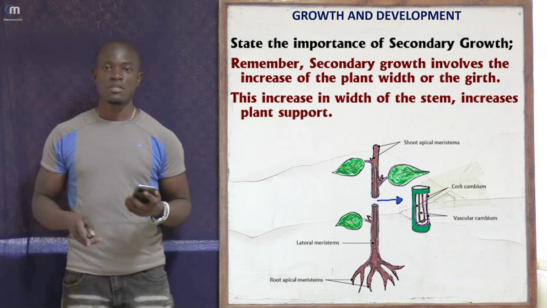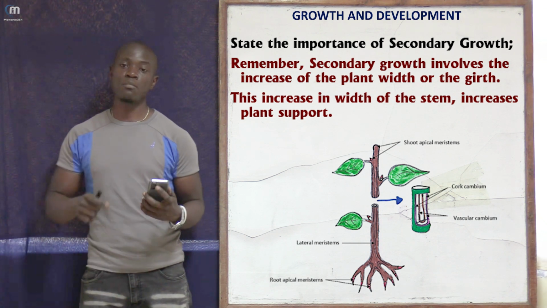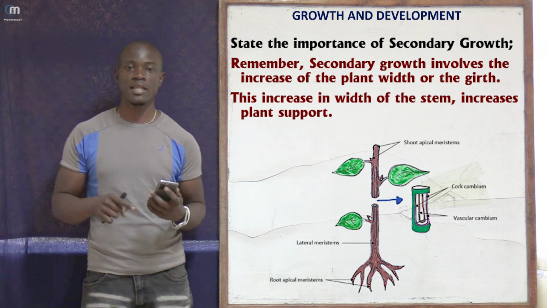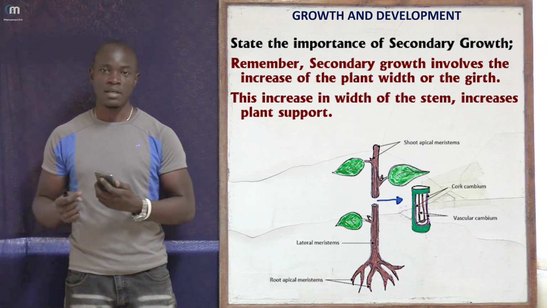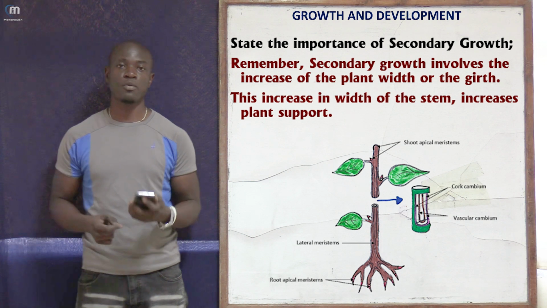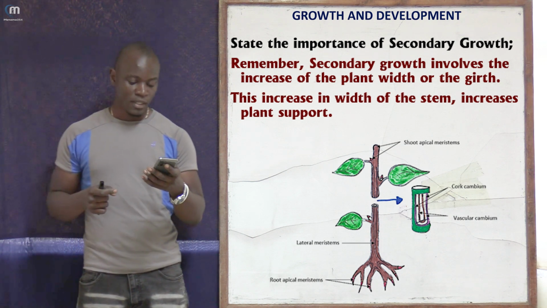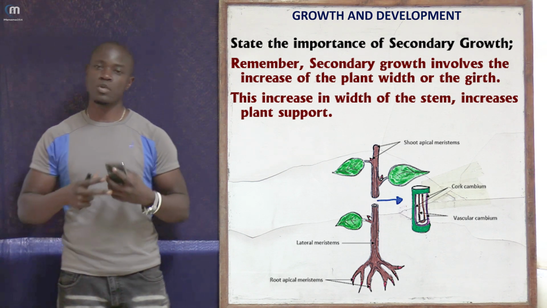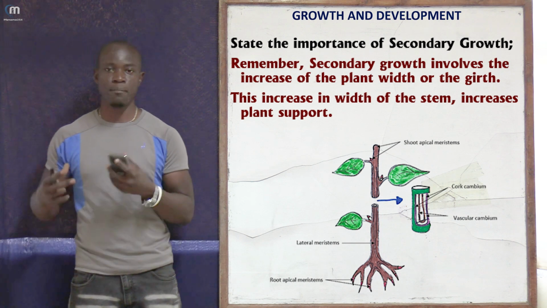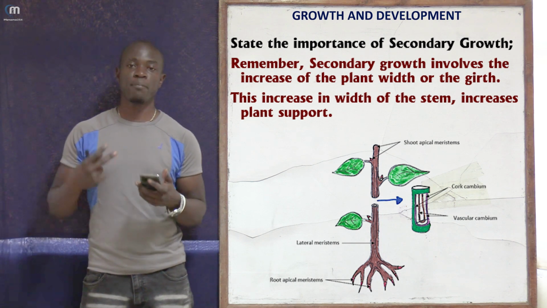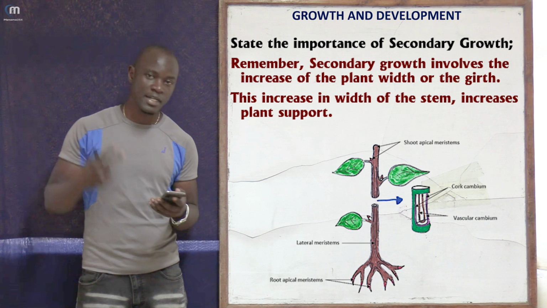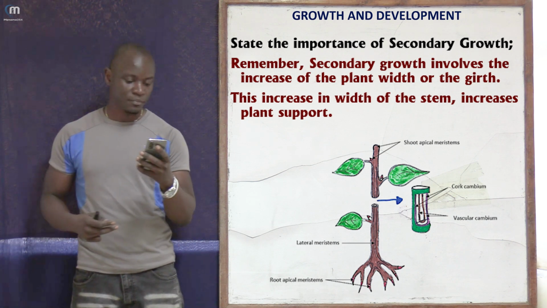That is it. So for secondary growth, you can see that it enables the plant to increase in girth and width of the stem, thereby providing additional support for the plant. So that is the importance of secondary growth: to increase the girth and the width of the stem in order for the plant to receive additional support.